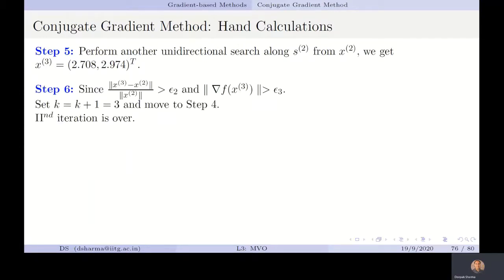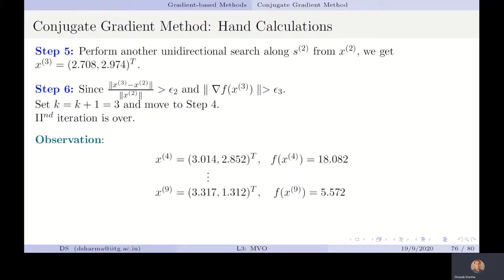Step 6 involves checking the termination conditions. Here we have written directly that both the conditions are not satisfied. We are increasing k by 1, so k equals 3. We move to step 4 and the second iteration is over.